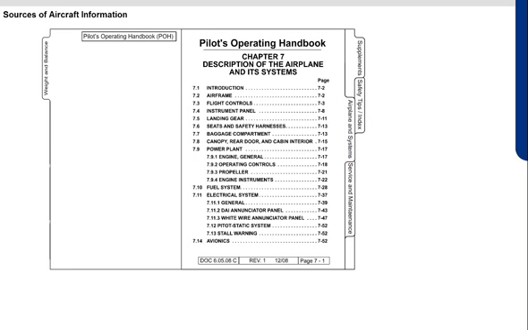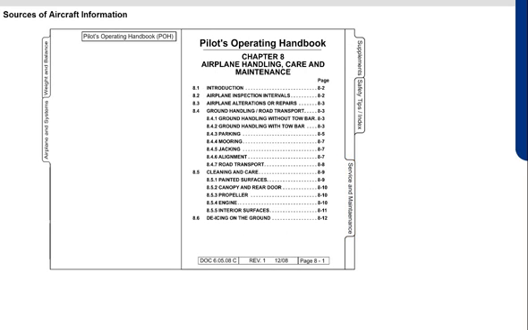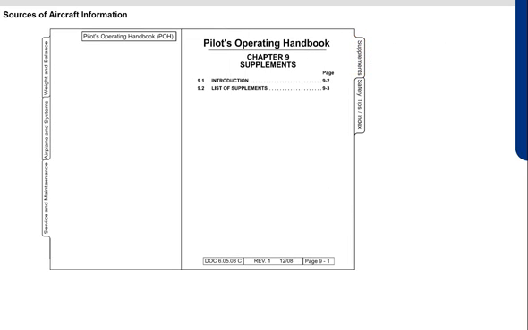The Airplane and Systems Description section is a detailed explanation of the airplane and its systems in whatever format the manufacturer considers to be most informative. The Handling, Service, and Maintenance section includes information on airplane inspection periods, preventative maintenance that can be performed by the pilot, ground handling procedures, and servicing, cleaning, and care instructions. The Supplements section contains information necessary to safely and efficiently operate the airplane's various optional systems and equipment.